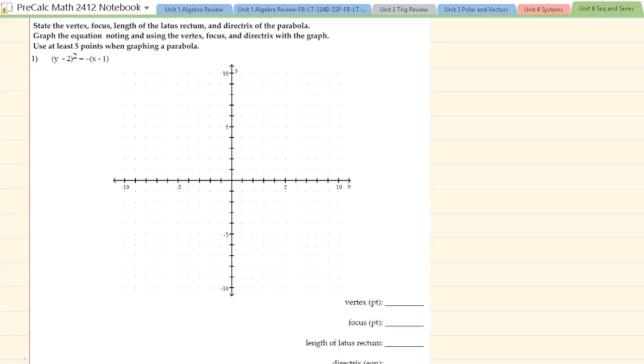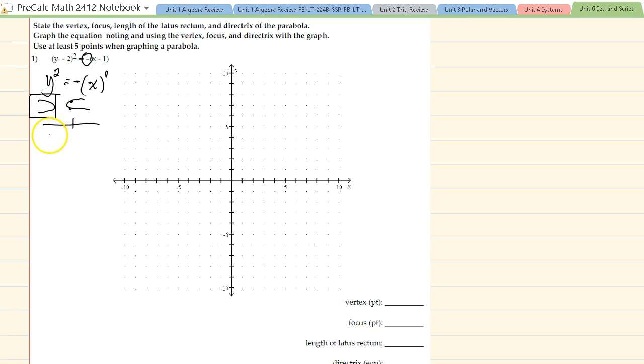This video will go over how to graph a parabola that is in standard form. The very first thing we need to realize is that we have y squared is equal to something times x to the 1 power. That means we're going to have one value for x and two values for y. So our parabola either opens to the right or opens to the left. Because we have a negative sign in front of the x, we know that it opens to the left.